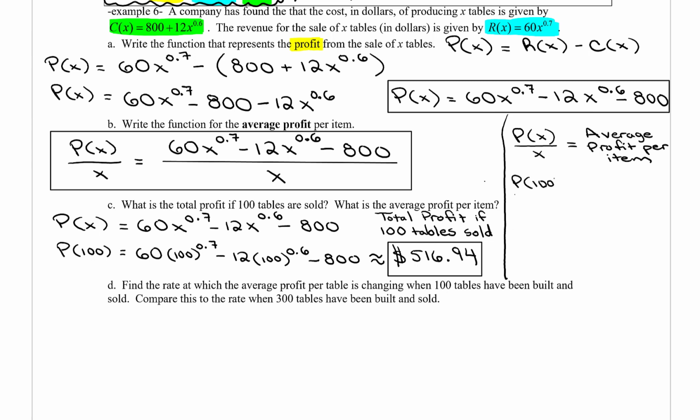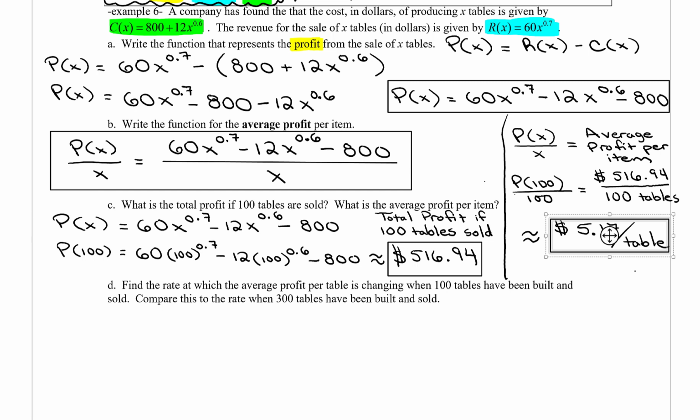So this is going to be P of 100 divided by 100, which is going to be equal to, I'm just going to go ahead and write 516.94 divided by 100 tables. So that means that this is going to be approximately equal to $5.17 per table. And this is going to represent the average profit per item.